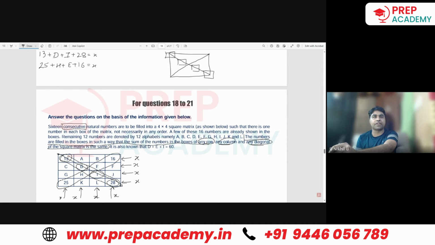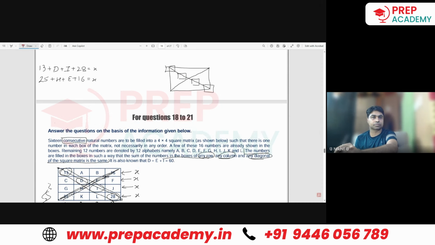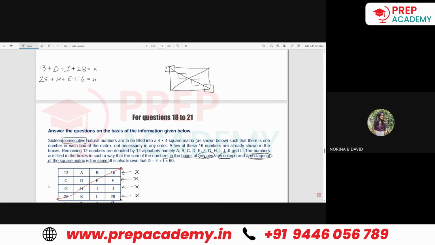Similar to this particular fashion, if I go about it, what would be the second diagonal? This would be my second diagonal. So what would be the second diagonal elements? This 25, h, e, and 16 would form the diagonal elements. So I wrote this particular line. Now is it understood? Yes, sir.